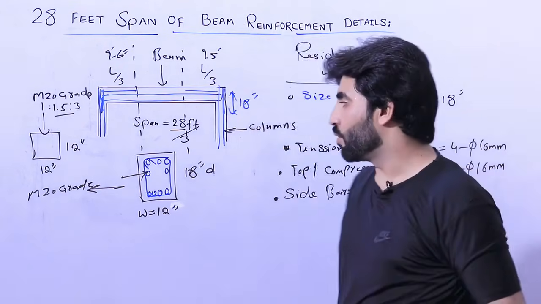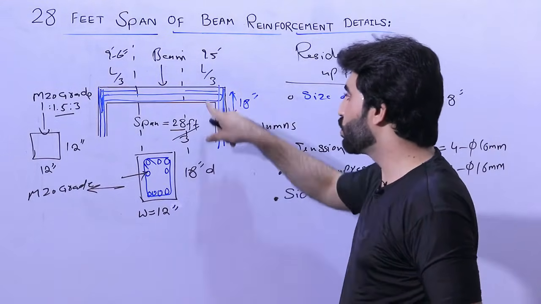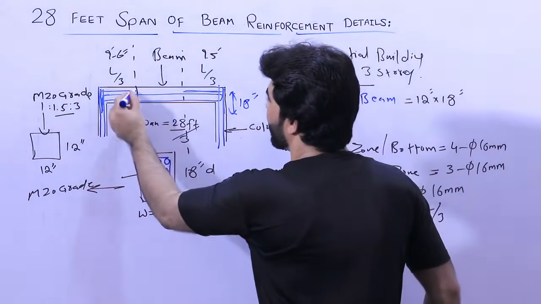So you can see the steel reinforcement. 4 bars at the bottom, 2 at the top, 2 are side bars, guys, you can see, to resist negative bending moment.